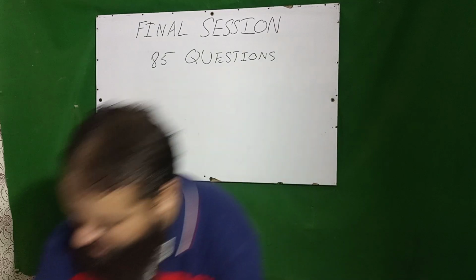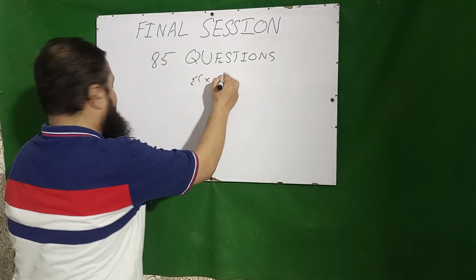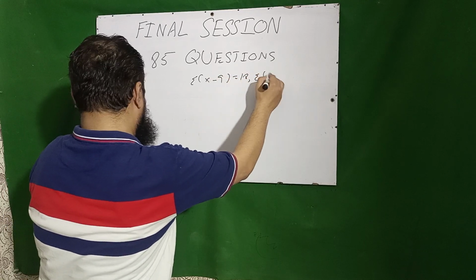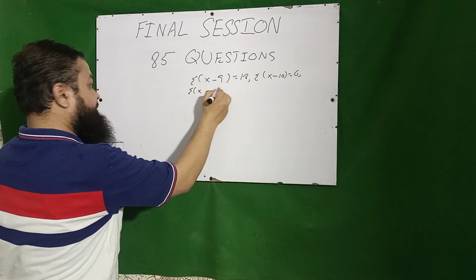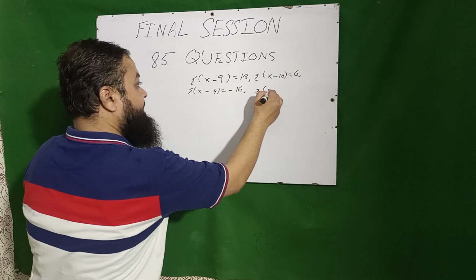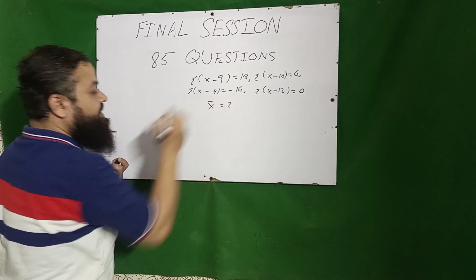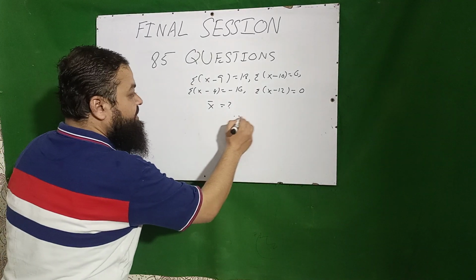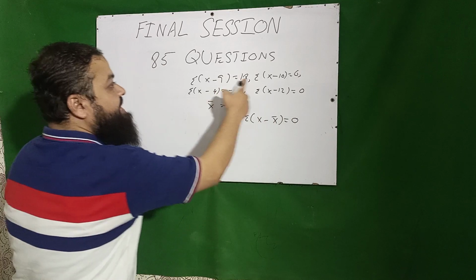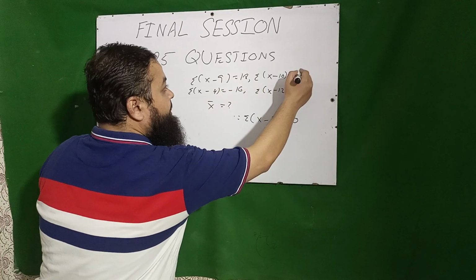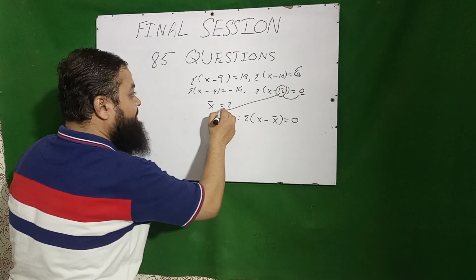So let's start. Question number 1: the values are given. Summation x minus 9 is equal to 18. Summation x minus 10 is equal to 6. Summation x minus 4 is equal to minus 16. Summation x minus 12 is equal to 0. What is the value of mean? Dear students, we know the property: the sum of the deviations of the values taken from the mean is always 0. In the answers, which one is 0? It is 0 for 12, so that will be x bar. X bar will be equal to 12.